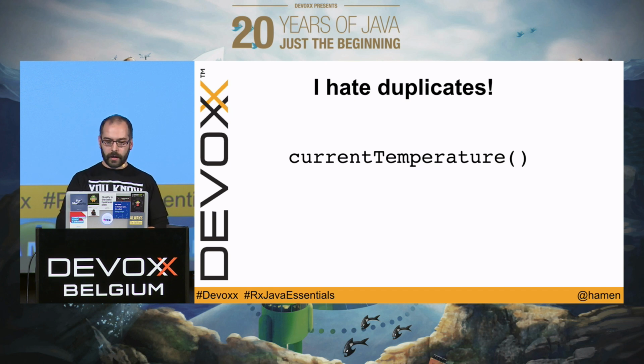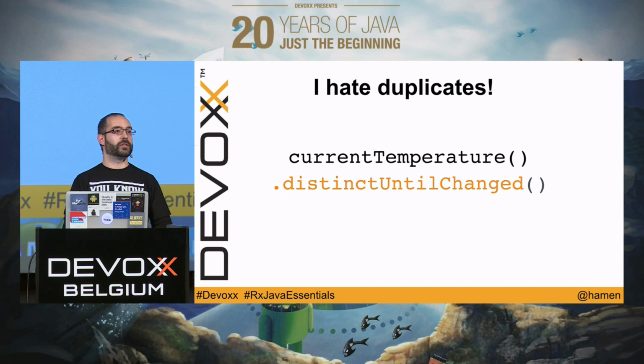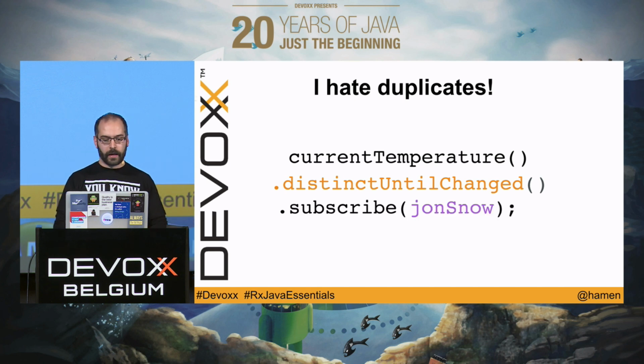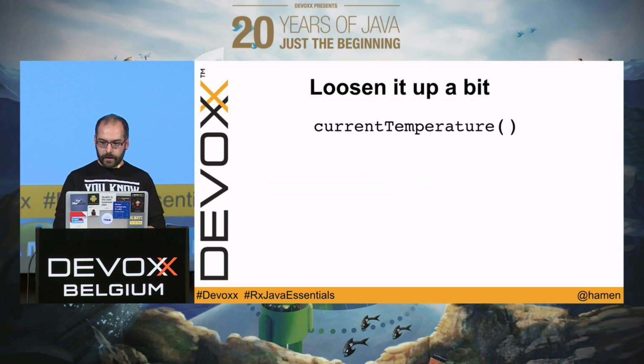How do we do it? We use distinctUntilChanged. Why not? It will mirror the previous observable and will create a new observable just with elements that are new. And we have just now.